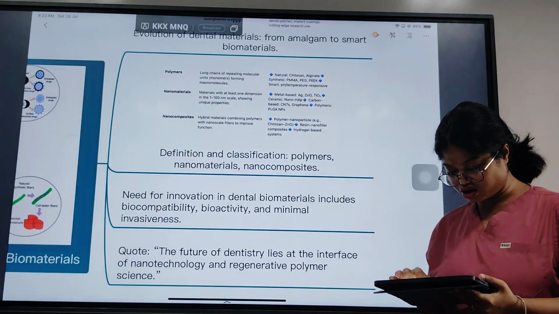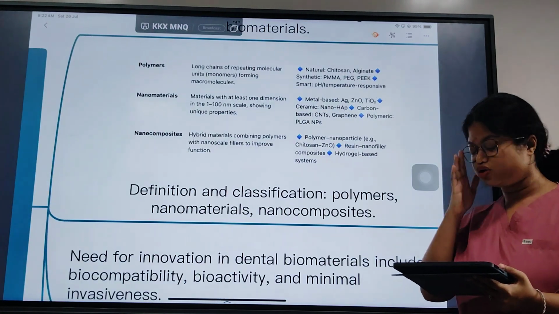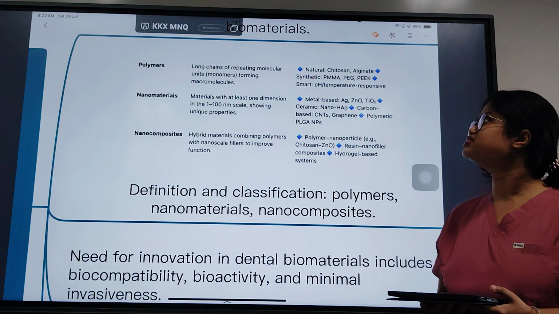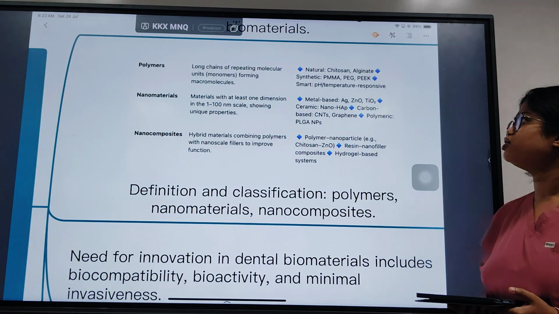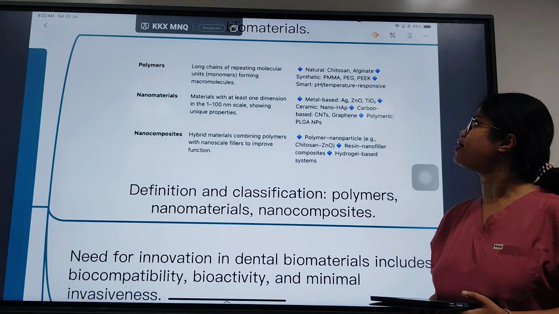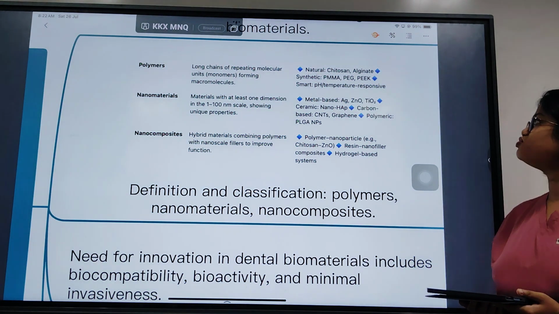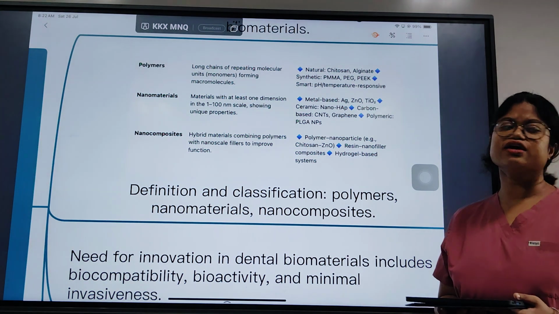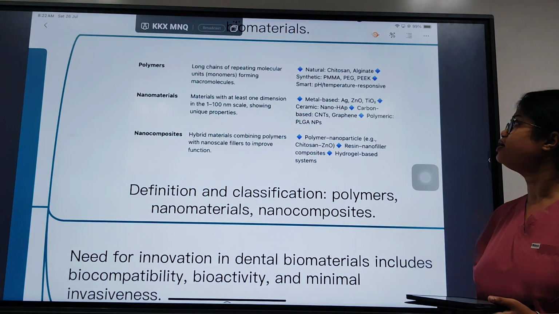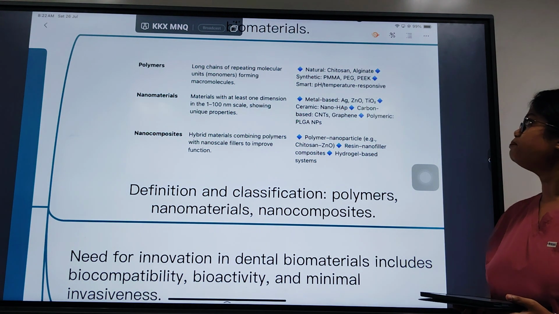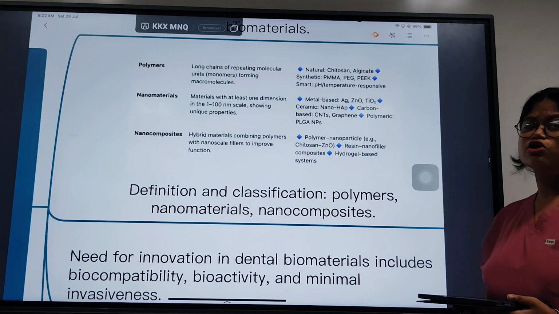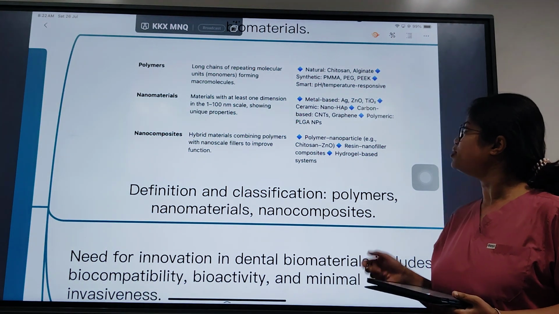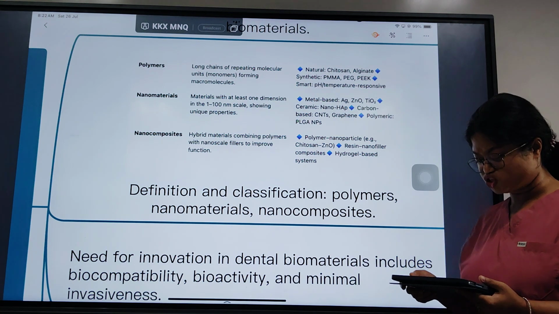So coming to the classification, first comes polymers. What are polymers? These are long chains of repeating molecular units, monomers, forming macromolecules. Natural examples are chitosan and alginate. Synthetic ones can be PMMA, PEG and PEEK. Smart polymers are pH and temperature responsive, so any change in pH and temperature will change the mechanical properties of these materials.